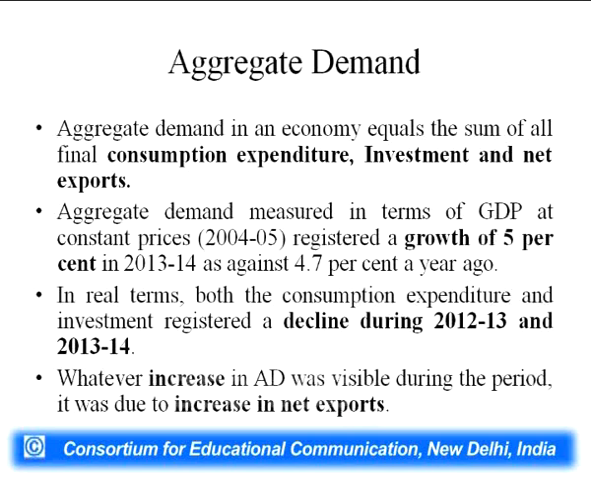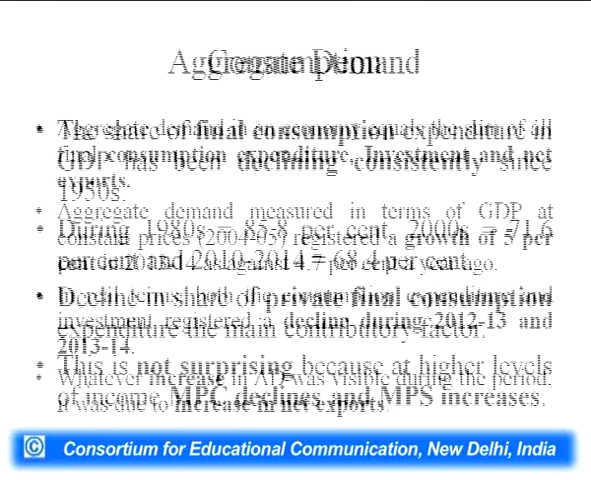What do we mean by aggregate demand? Aggregate demand in an economy equals the sum total of final consumption expenditure, the investment expenditure and the net exports. Aggregate demand measured in terms of GDP at constant prices 2004-05 registered a growth of 5% in 2013-14 as against 4.7% a year ago. These data we have already discussed in our yesterday's lecture. In real terms, both the consumption expenditure and investment registered a decline during the years 2012-13 and 2013-14. Whatever increase in aggregate demand was visible during the period was due to an increase in net exports.